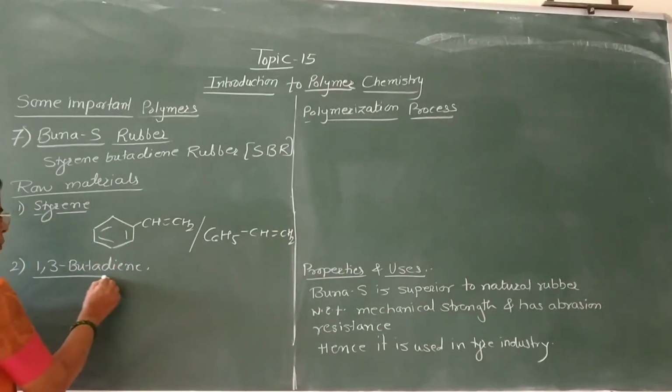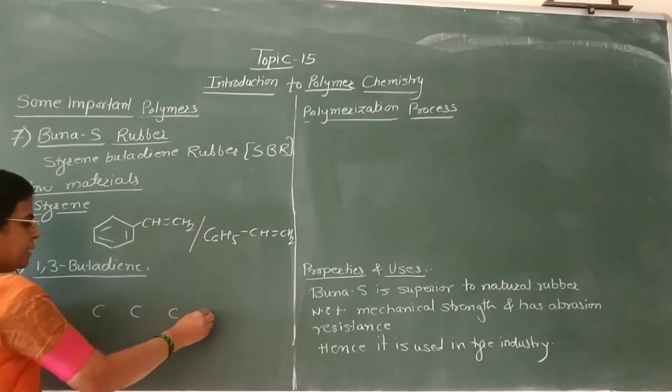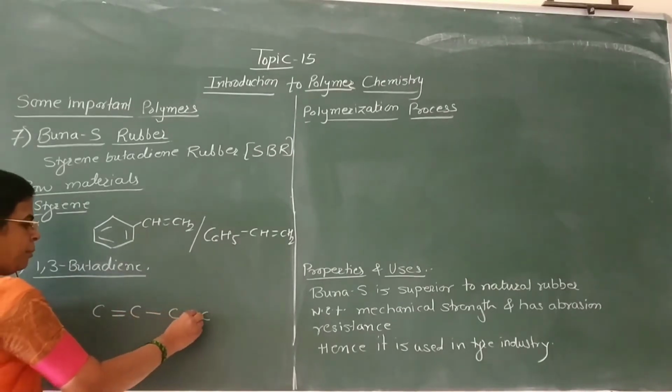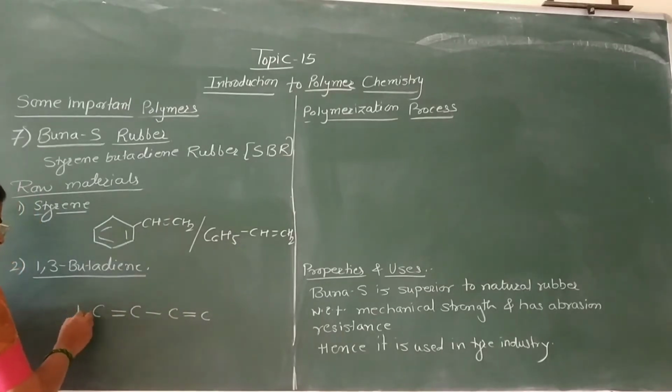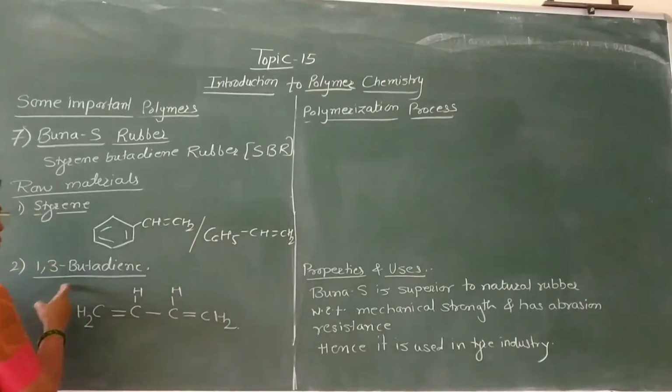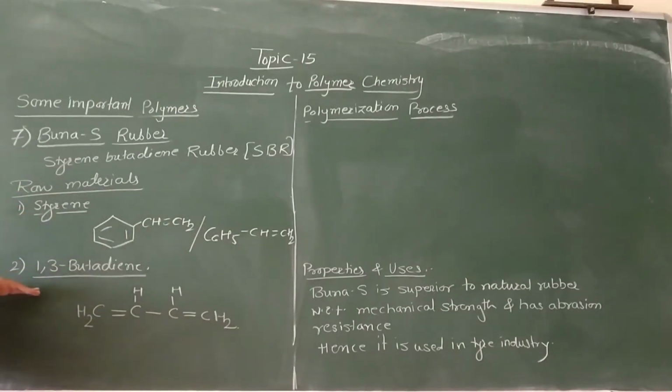And second is 1,3-butadiene. Here the structure of 1,3-butadiene is like this: 4 carbon atoms. At 1 position there is a double bond, then at 3 position there is a double bond. Now satisfy the valency of carbon. Here CH2, hydrogen, hydrogen and CH2. This is 1,3-butadiene. Now Buna-S is the copolymer of styrene and 1,3-butadiene. It is an addition polymer. That is, addition of styrene takes place with 1,3-butadiene to form Buna-S rubber.